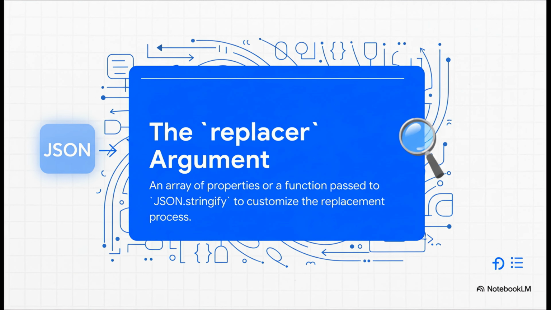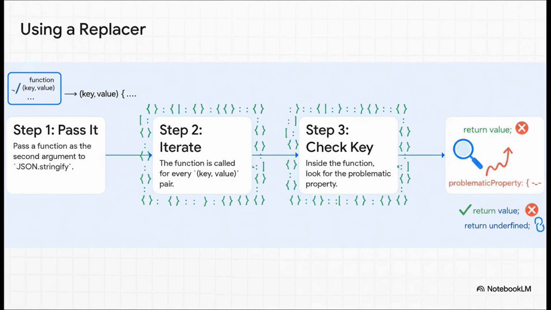You can give it an array of property names you want to keep, which is cool, but the real power comes when you give it a function. That function lets you look at every single key value pair and decide what to do with it. Okay, so using a replacer function is actually pretty simple.